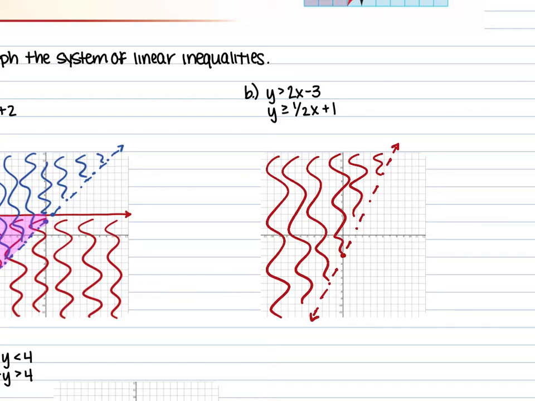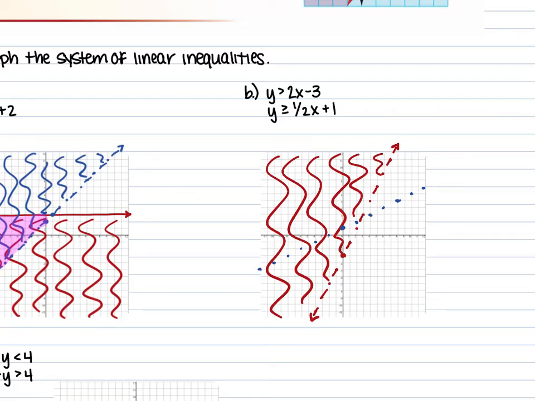From there, I'm going to look at my second line. I have y is greater than or equal to 1/2 x plus 1. So I have a y-intercept of 1 and a slope of 1/2. So I'm going to go up 1 to the right 2. Up 1 to the right 2. Keep this going throughout the entire coordinate plane in both directions. To get my left points, I'm going to go down 1 and to the left 2 instead.